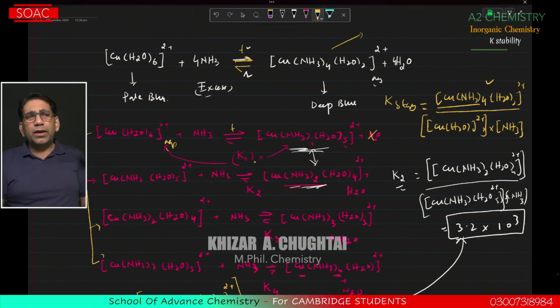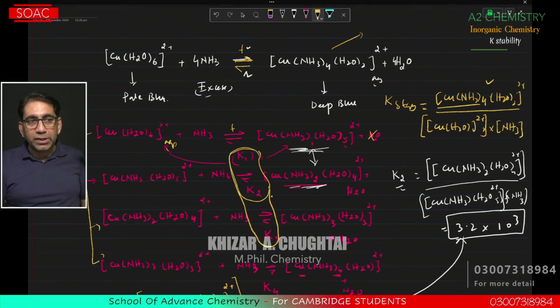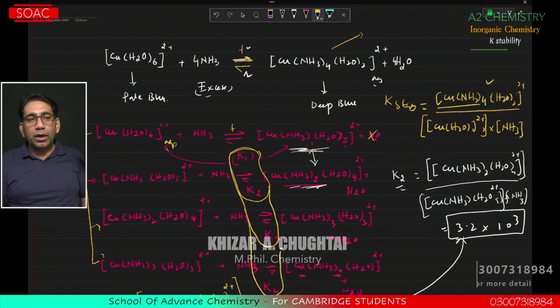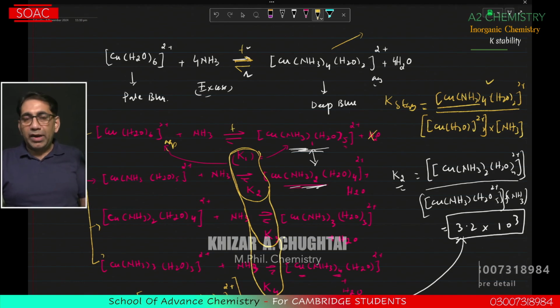You can also find the overall stability for the first 2 steps. You can also write the expression for the overall stability constant for the first 3 steps, and similarly the overall stability constant for all first 4 steps, and so on. So that is the basic concept of K stability, or stability constant, at the stage of dynamic equilibrium whenever you are going to perform a ligand exchange reaction.